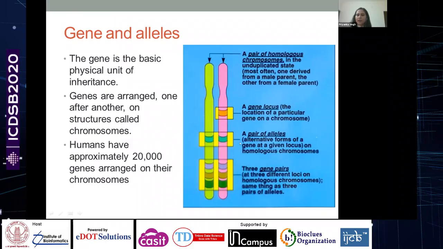There is a pair of alleles, which are alternative forms of a gene at a given locus. For instance, some people have blue eyes, some people have brown eyes. The difference in eye color they get from their parents, and depending upon which gene is dominant, that particular color the progeny is going to have. With the Human Genome Project, we know there are around 20,000 genes present on the human chromosomes.